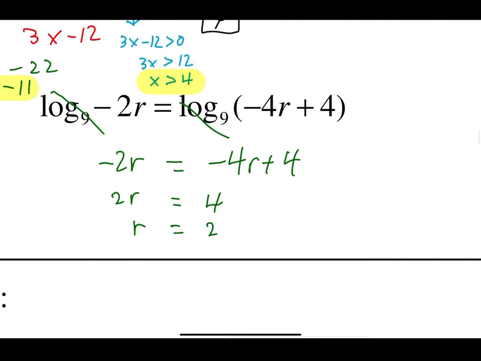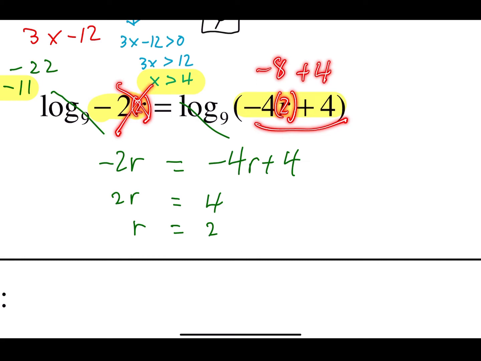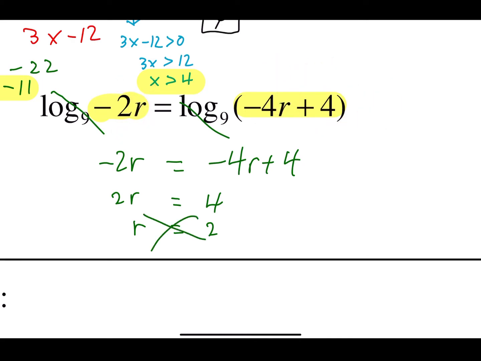Check this number. We have two arguments here, negative 2r and negative 4r plus 4. If I plug in 2, negative 2 times 2 is not greater than 0. This is broken. How about this side? Negative 4 times 2 would be negative 8. Negative 8 plus 4 is also not greater than 0, so this side is broken. This problem cannot have r equals 2 as an answer. This problem has no solution.